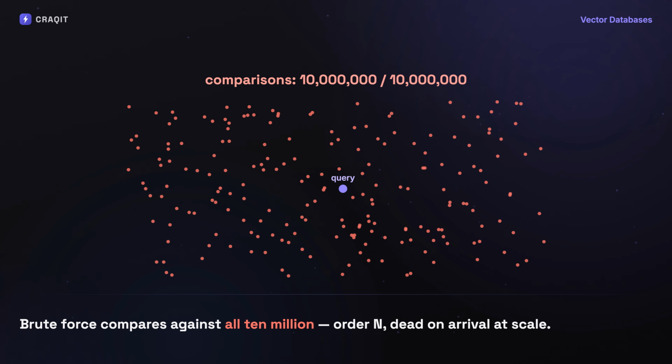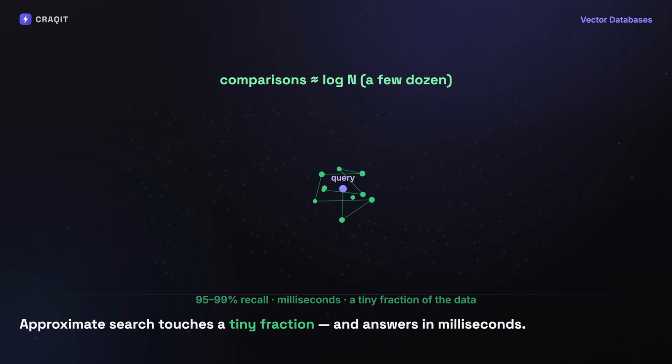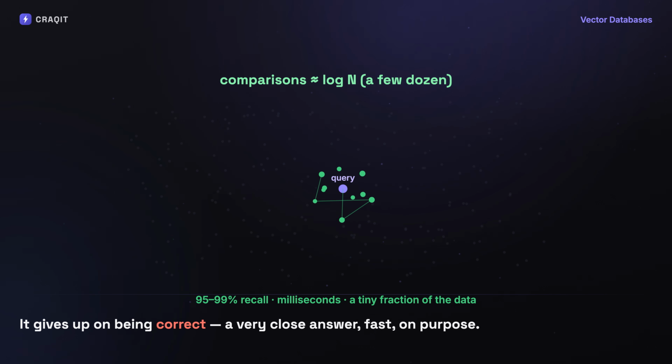So here is the secret that defines this entire category of database. It gives up on being correct. A vector database does not find the true nearest neighbor. It finds a very close one, 95 to 99% of the time, while looking at a tiny fraction of your data. It trades a perfect answer for a fast one, on purpose. And once you accept that one trade, everything else, HNSW, quantization, DiskANN, is just a different way of making that same trade under one relentless pressure.